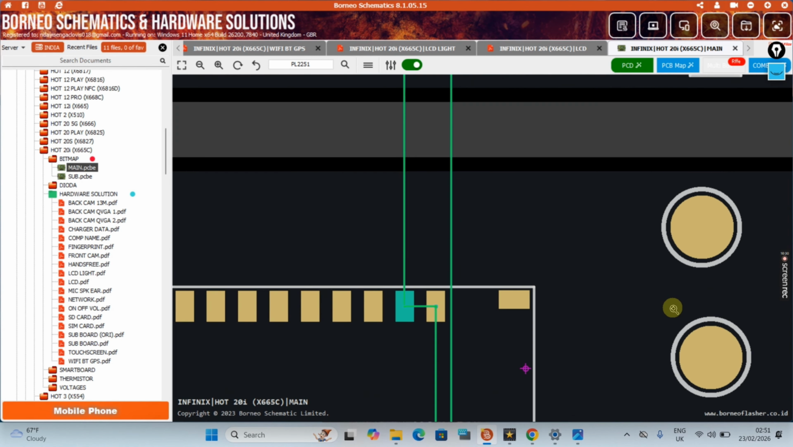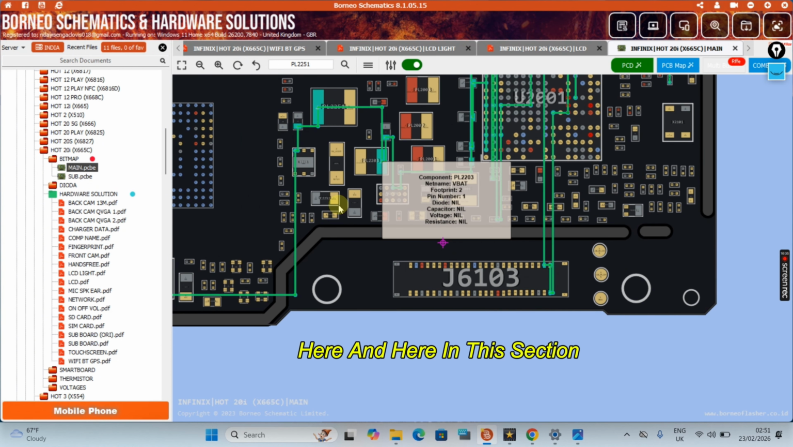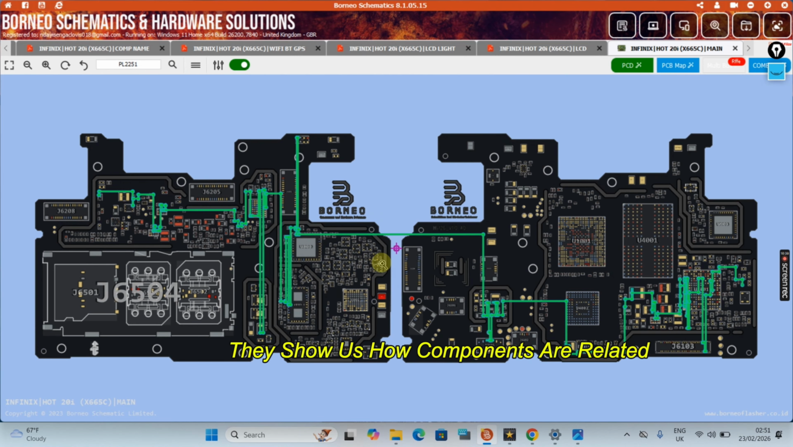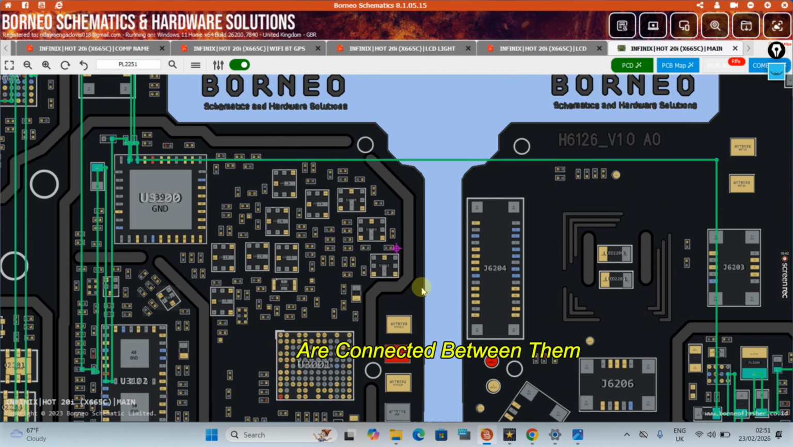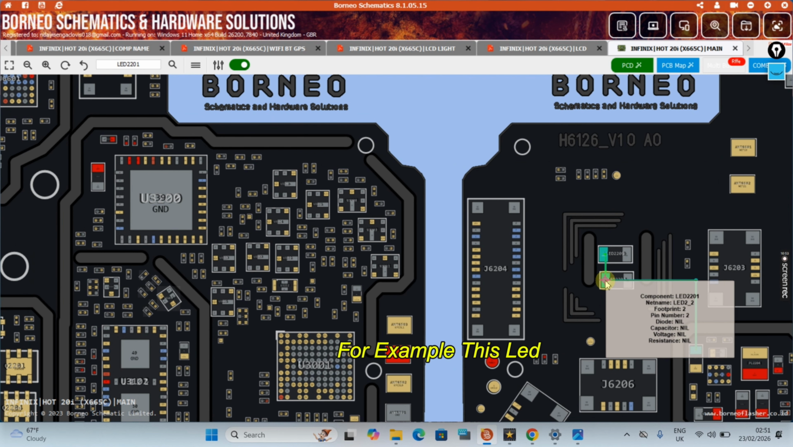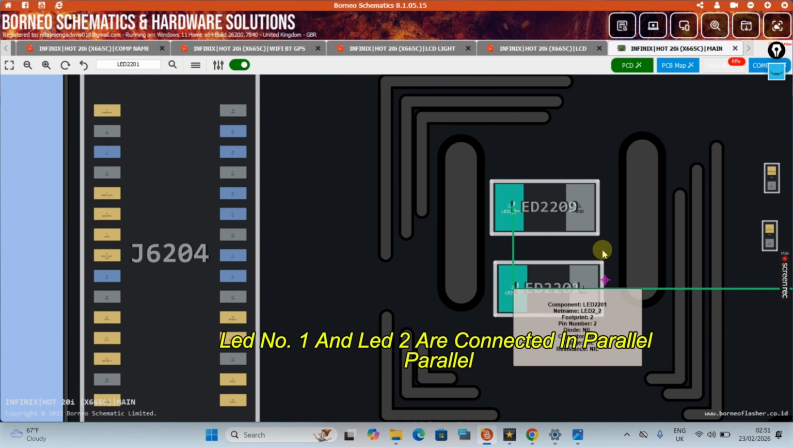From here, here and there. Here in this section, they show us how components are related and connected between them. Some of them are connected in series, and the others are connected in parallel. For example, this LED number one and LED two are connected in parallel.